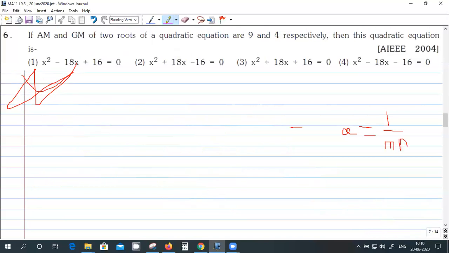This one. So what do you write as the first step? How do you proceed? So just a second.